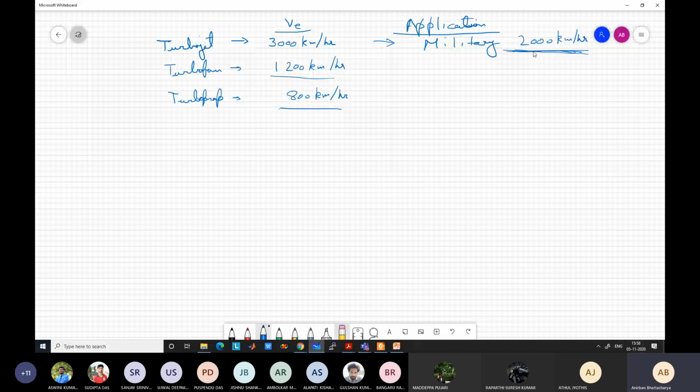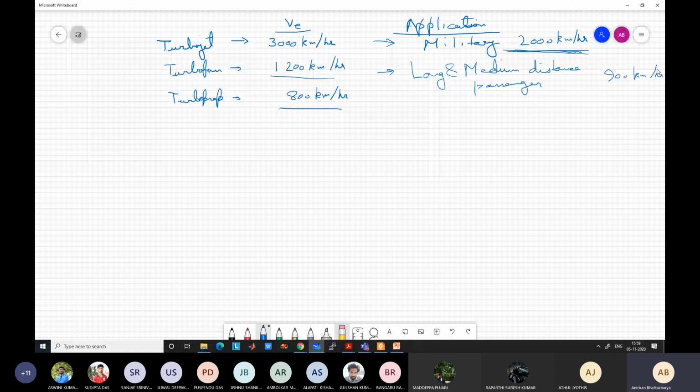Typically, most of the long and medium distance passenger aircraft we have discussed use turbofan engines. This type of aircraft flies just below the speed of sound. Say the average cruise velocity is 900 to 1000 kilometer per hour, around Mach 0.85 to 0.9, in that range.